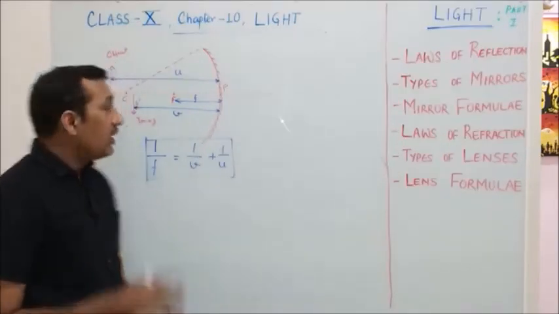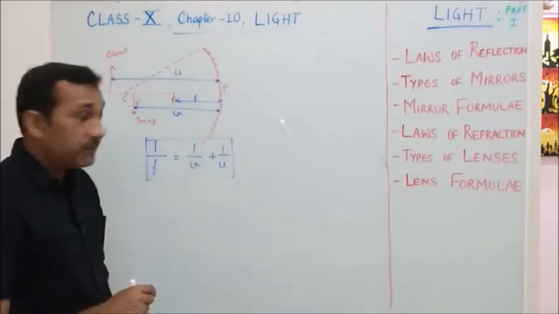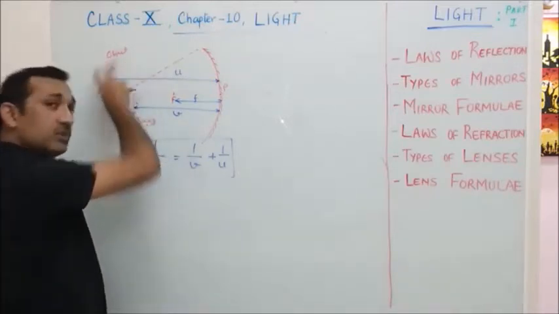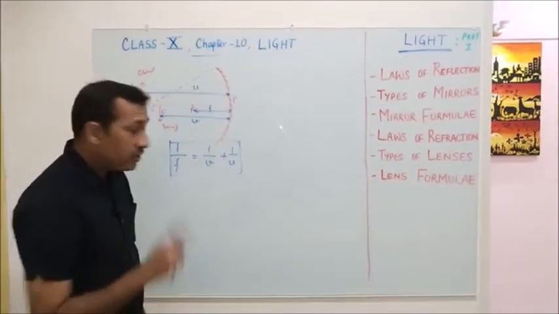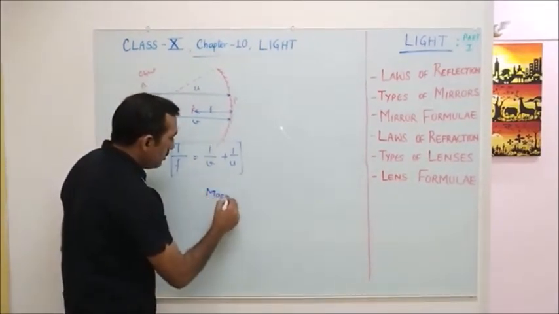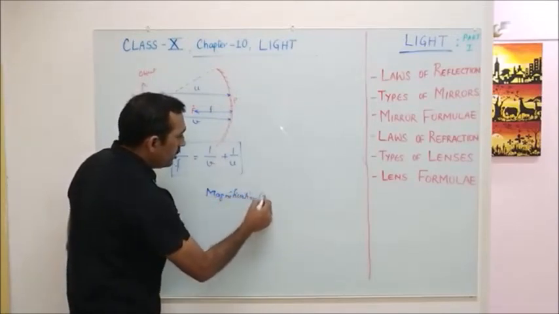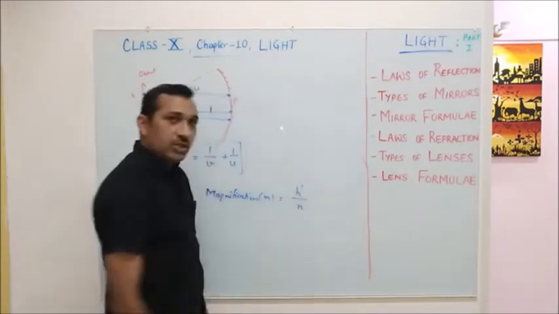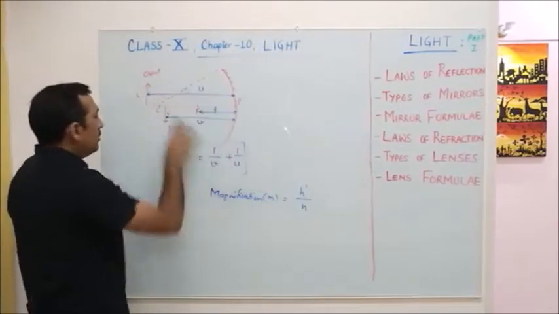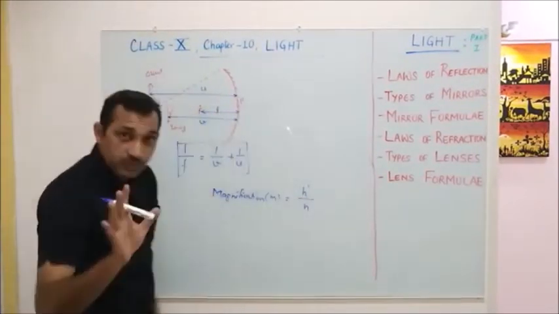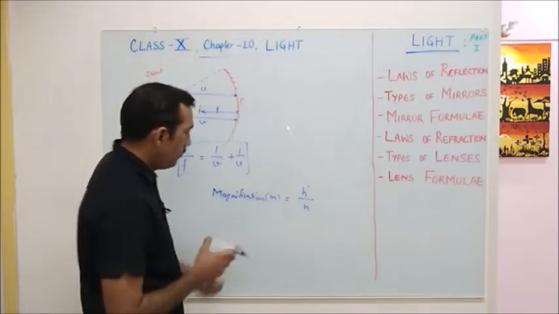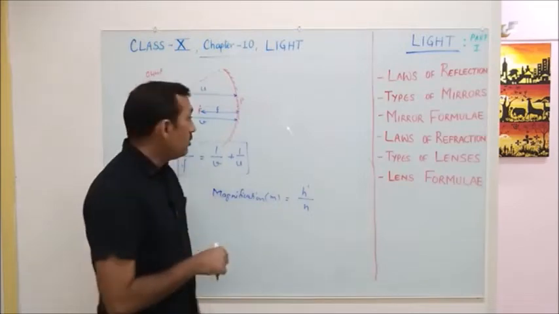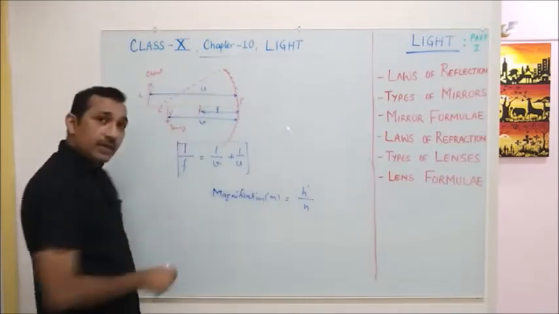One more thing, I will go to magnification. The ratio of the size of the image to the size of the object is called magnification. Let me write. Magnification, denoted by m, equals h dash by h. h dash is the size of the image, h is the size of the object, right? Now this magnification can be found if we know u and v.